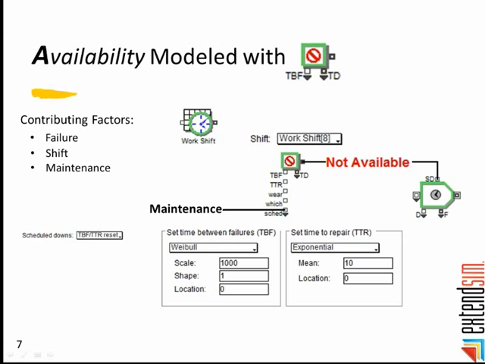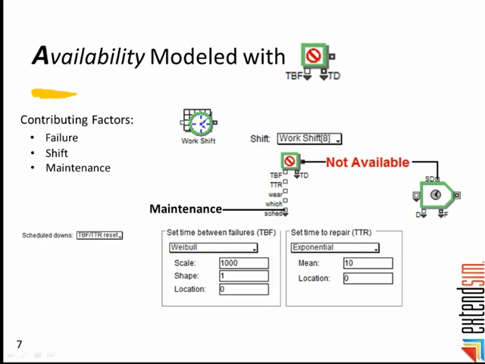That's an important point to make because when you're working with the shutdown block, 90% of its interface has been dedicated to the various ways in which you can configure the TBF and the TTR. But as we see here, the block's more dedicated towards providing an overall availability signal and not just fail events and repair events.